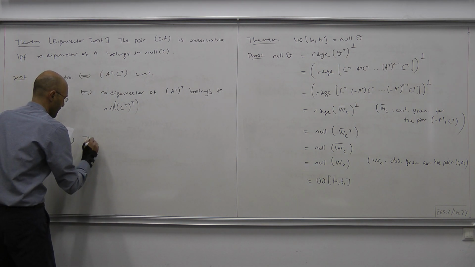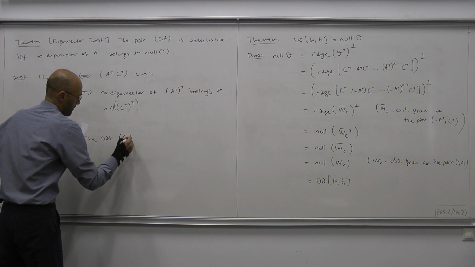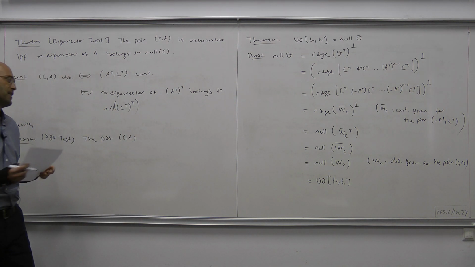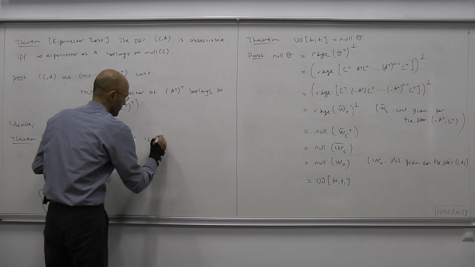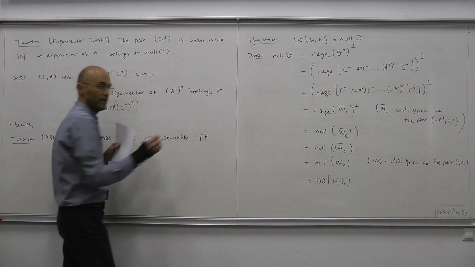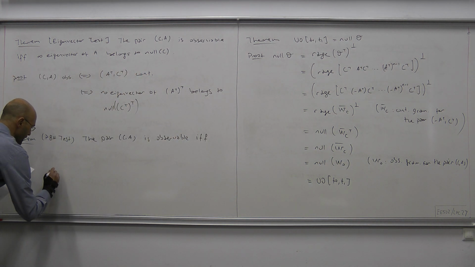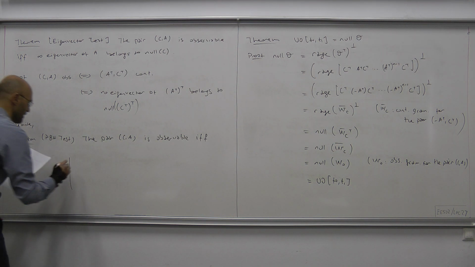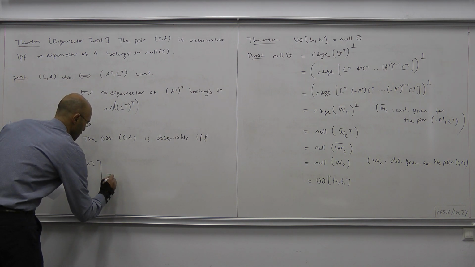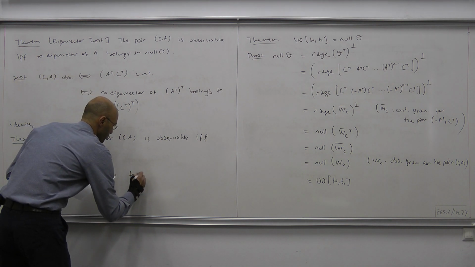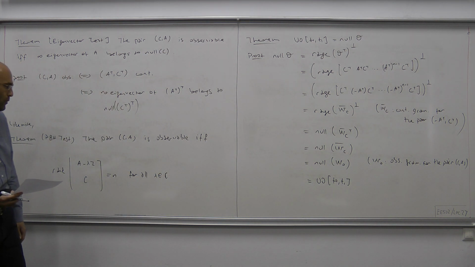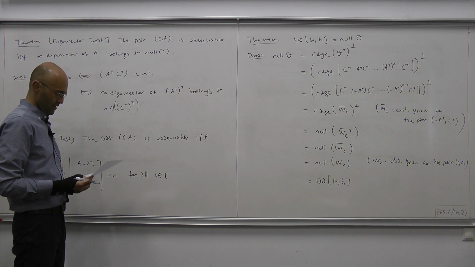The pair C, A, or the system x dot equals Ax and y equals Cx, is observable if and only if we have this rank condition satisfied: the rank of the matrix A minus lambda I stacked over C equals n for all scalars lambda on the complex plane.